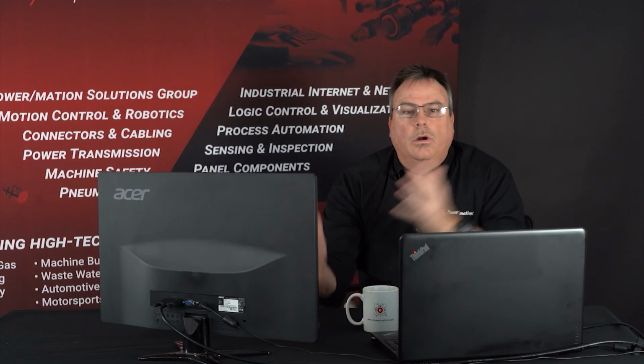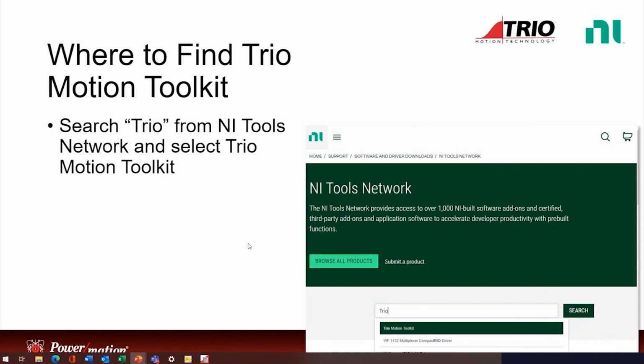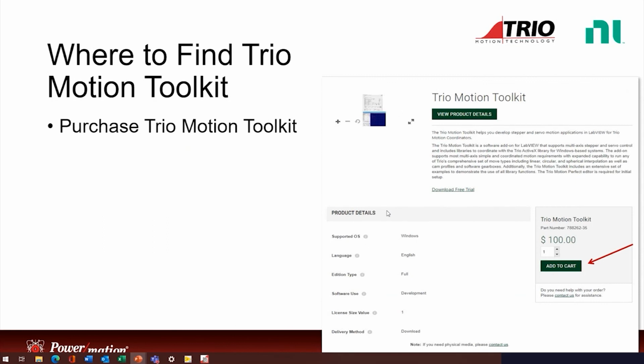That's great. So a customer wants to get your toolkit, Eric. How do they go about doing that? That's a great question, J.D. Here's where you find the Trio Motion Toolkit. Go to any of your LabVIEW programs and under the Tools pull-down, go to Find LabVIEW Add-ons. That'll bring you directly to the Trio Motion Toolkit under the NI Tools network. There, type in Trio, select Trio Motion Toolkit, and you will then be able to load it from the Trio Motion Toolkit screen and purchase it directly from NI.